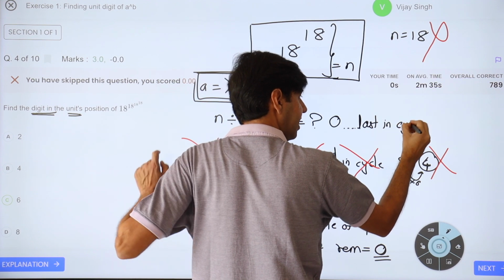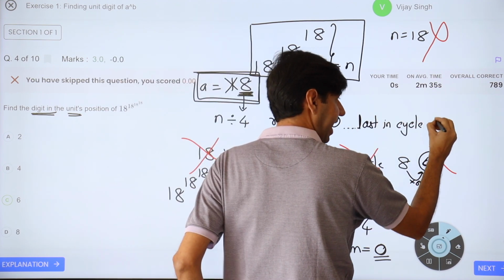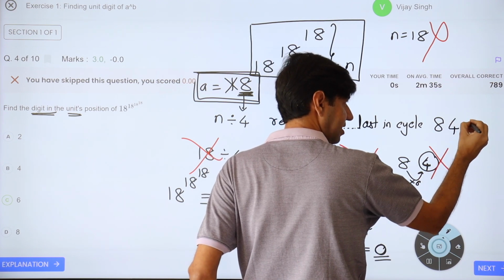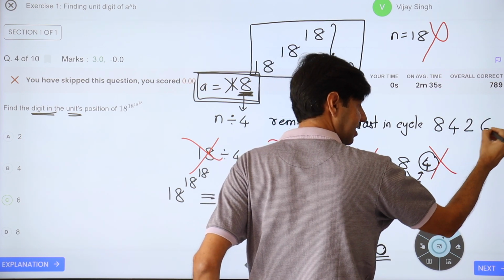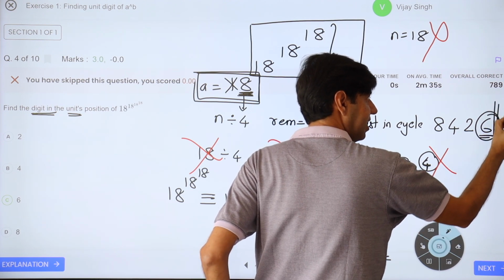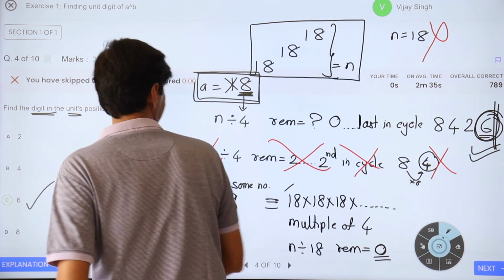And what is the cycle of 8 now? Now you'll have to go back to this base. 8, 8, and now I'm not writing this all, I'm just mentioning it. 4, 4 8s are 2, 2 8s are 6, 6, and we know that it will repeat after this. So the last in the cycle is 6. So the answer is a 6 and is not a 4.